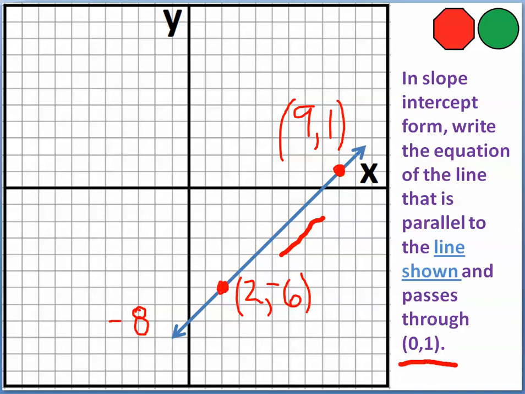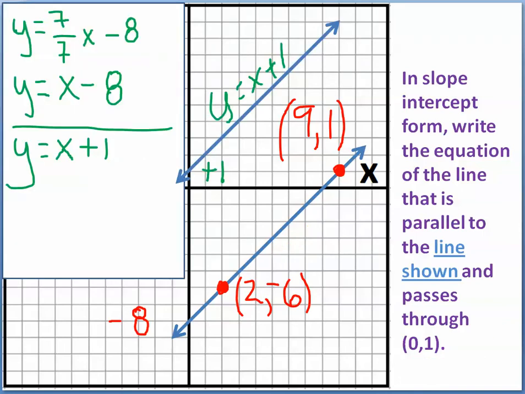All right, let's see how you did. Well, we're talking about a line here, so the first thing we need to do is find out its equation. What we know about lines that are parallel to each other is they have exactly the same slope. So my equation for this line right here is y equals 7 over 7, a rise of 7 over a run of 7, x minus 8. Minus 8 because that's where it crossed the y-axis.